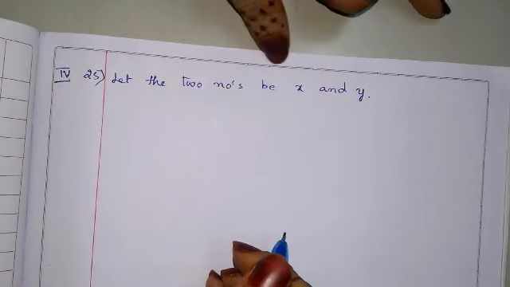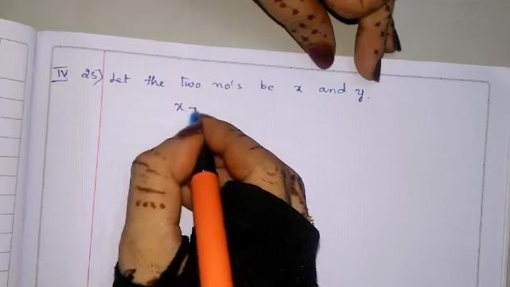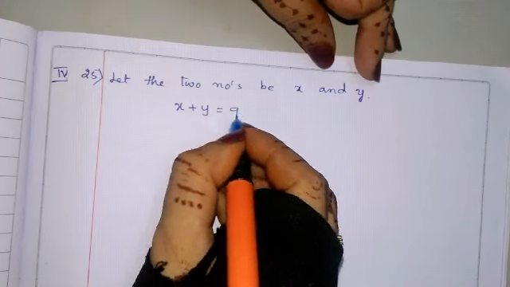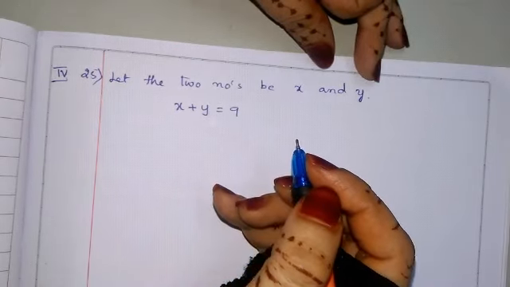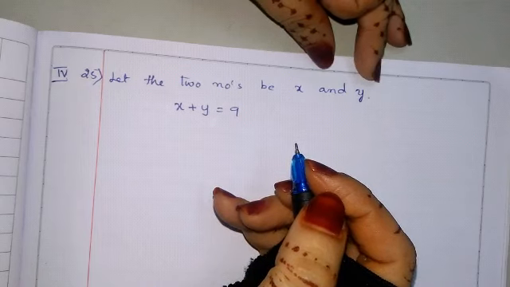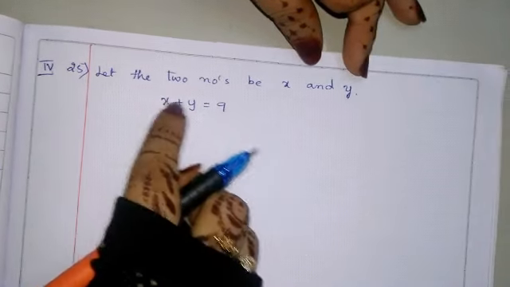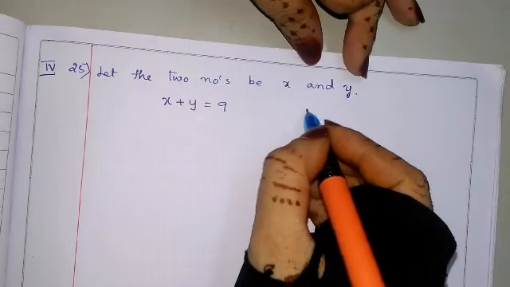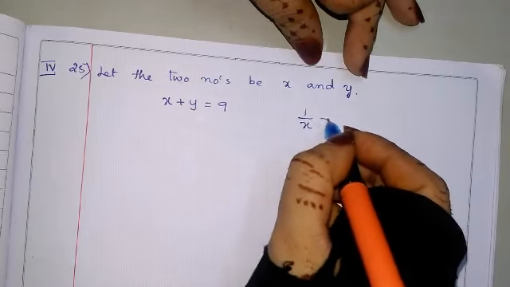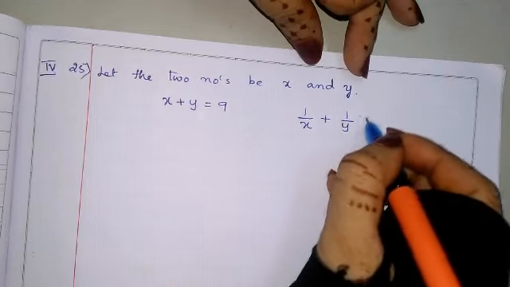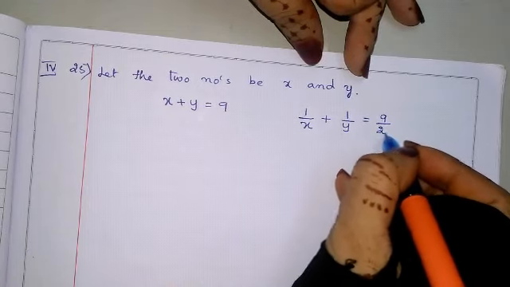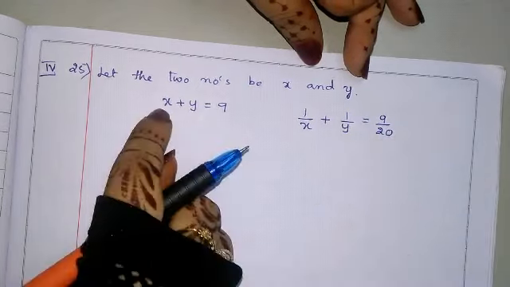According to the given question, the sum of two natural numbers is 9. According to the given condition, x plus y is 9 and the sum of their reciprocals is 9 by 20. Sum of their reciprocals, reciprocal is nothing but 1 by x plus 1 upon y is equal to 9 by 20. First condition is the sum of two numbers is 9. Sum of their reciprocals is 9 by 20.